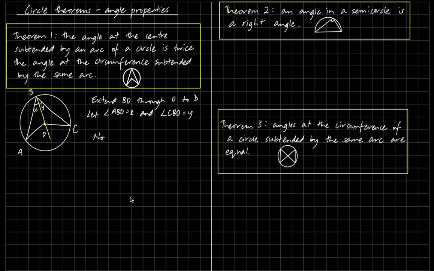Now what we've got from that center, of course, is that any length from the center to the circumference is a radius. So AO is going to be equal to BO, which is going to be equal to CO, because they're all radii or radius lengths.